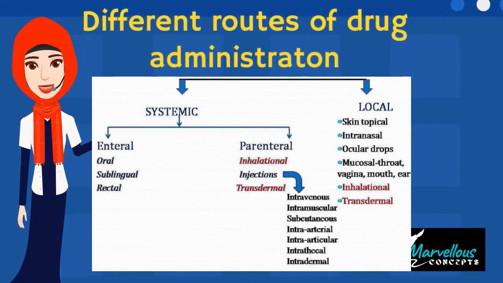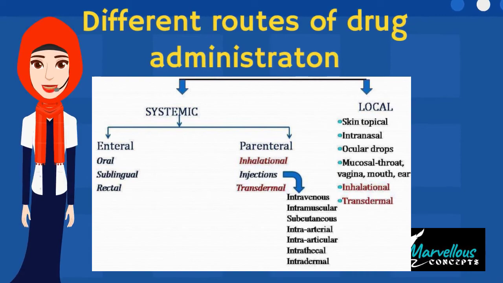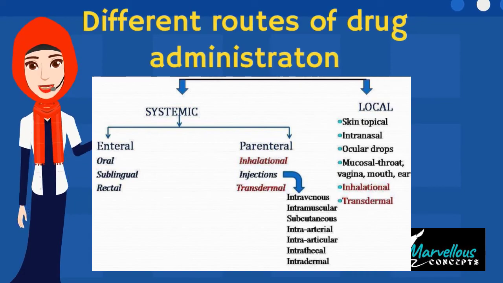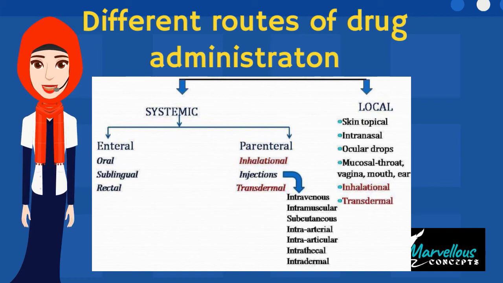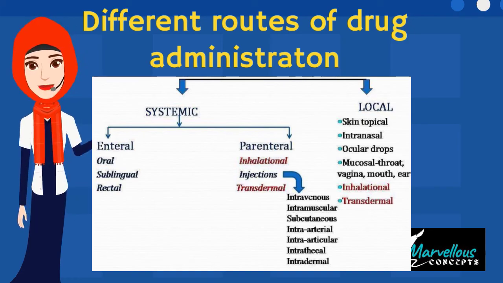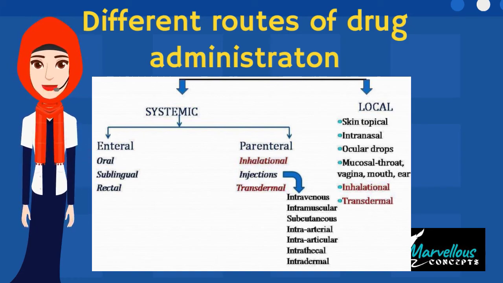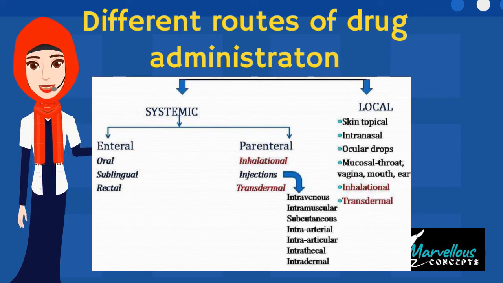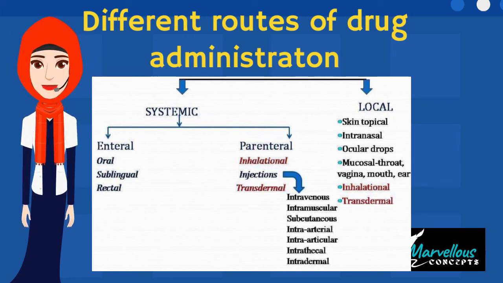Local and systemic routes are the two types of administration routes. The local route is the simplest method of delivering a medicine to the exact location where it is needed. When systemic absorption of a drug is intended, drugs are often supplied through one of two routes. They are enteral or parenteral.